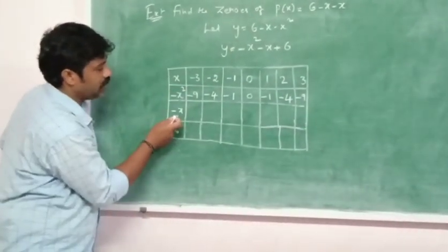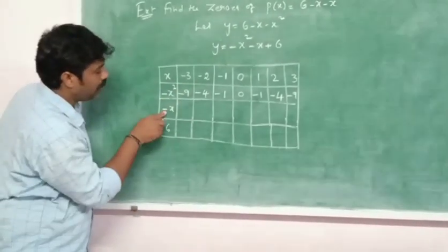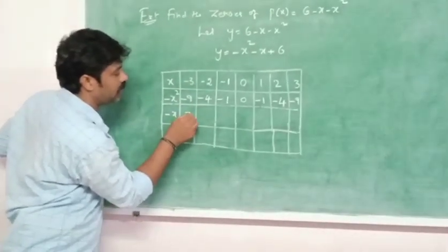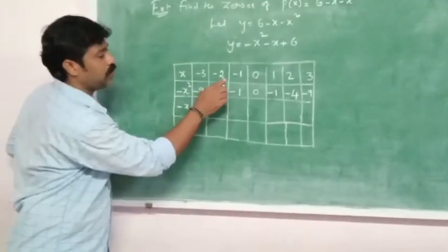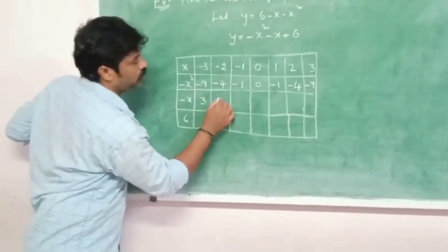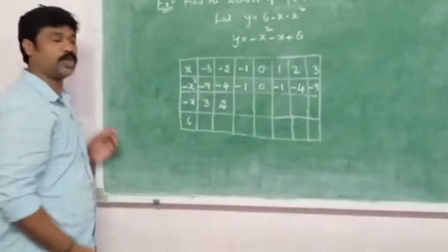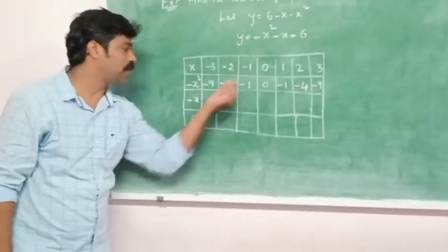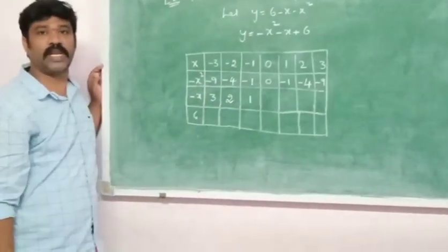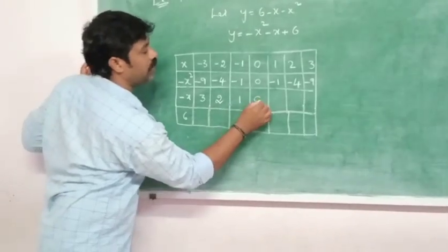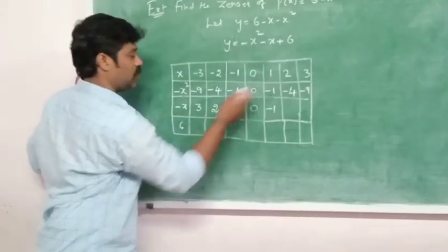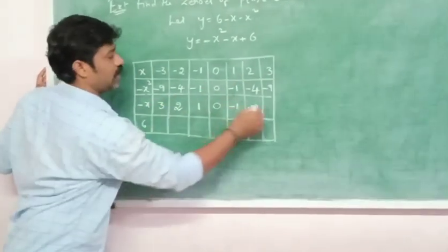Similarly, in the second term also we have to substitute the x values. Here minus is already there. Minus into minus is plus, and in place of x, if you substitute minus 3, you will get plus 3. Similarly, for x is equal to minus 2, minus into minus is plus, so we get 2. For minus 1, minus into minus is plus, so we get 1. Similarly, here we will get 0. Then if you substitute 1 in place of x, you will get minus 1. Similarly, minus 2, and then minus 3.